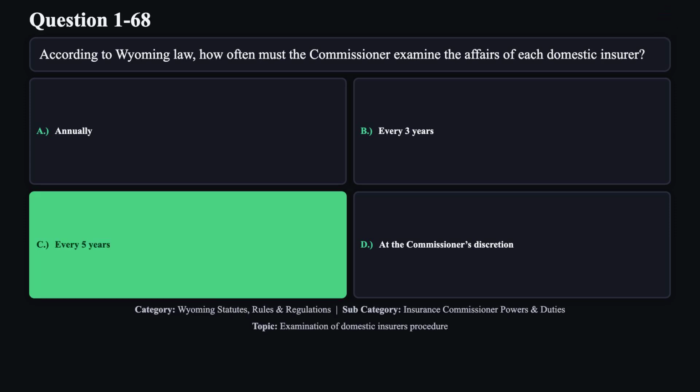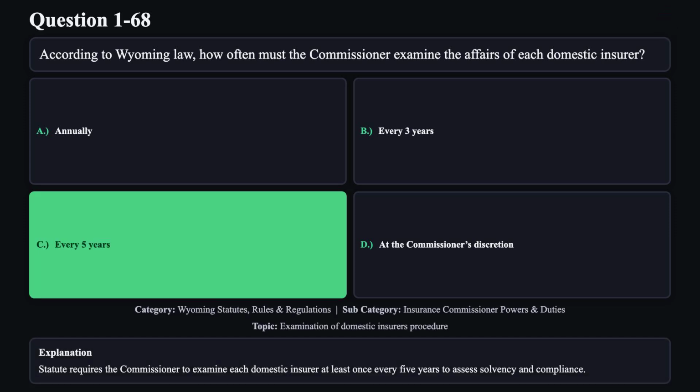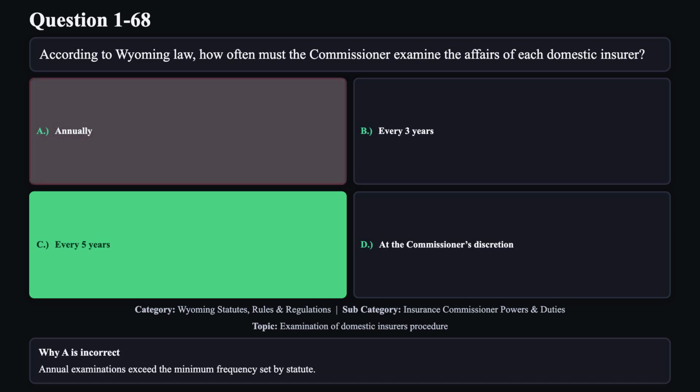The correct answer is C. Statute requires the commissioner to examine each domestic insurer at least once every 5 years to assess solvency and compliance. Reason A is not correct. Annual examinations exceed the minimum frequency set by statute.